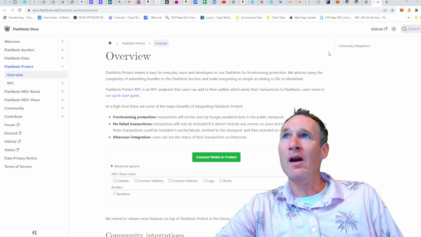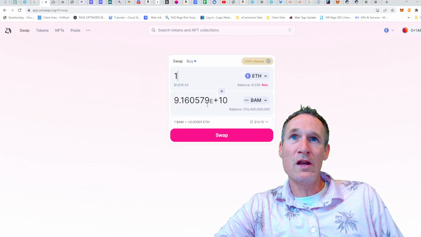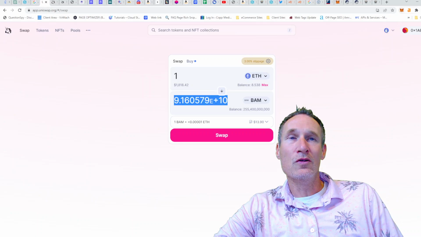That's what I did. And so now I'm going to actually do a transaction with Bambi and show you. I'm going to buy it and we're going to go back and look. So currently 1 ETH is going to be this amount. We'll just leave it at that. It's about 90 billion, I believe. So I am going to buy it. And you saw that you have to make sure that in your MetaMask you are connected to the Flashbots one. That's the network you're using.